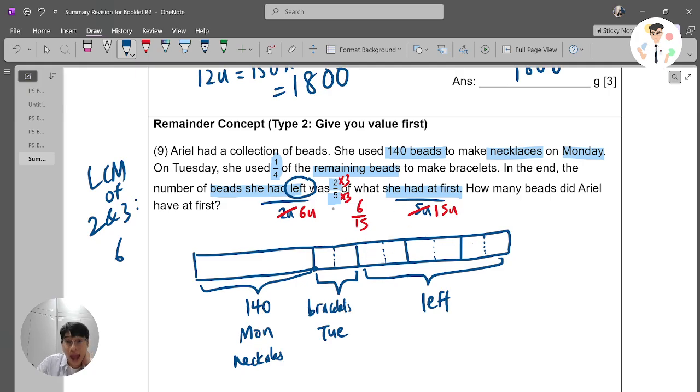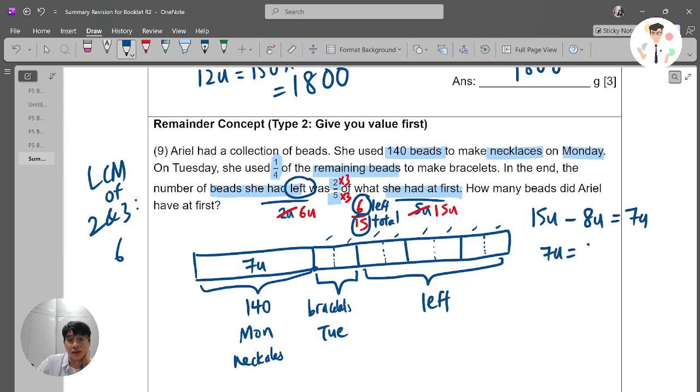Now, when your leftover is 6, your total is supposed to be what? 15. But teacher, 1, 2, 3, 4, 5, 6, 7, 8. This is only 8 units. Where is the leftover? Because the total is supposed to have 15 units. So I know that the leftover will be this side. So 15 units minus 8 units is what? 7 units.